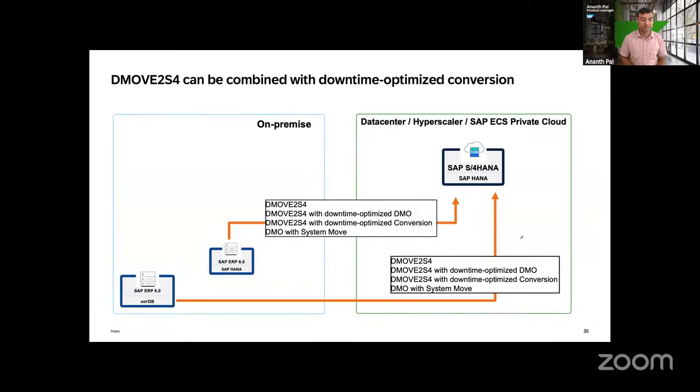To summarize, this is how it would look like. So when you want to perform the system conversion and also move the system from your existing data center to your hyperscaler or RISE environment, then you can use DMO to S/4 with downtime optimized DMO, downtime optimized conversion, or DMO with system move option.